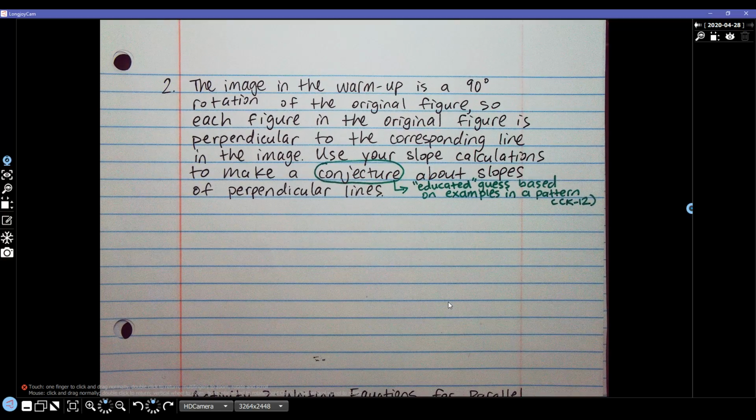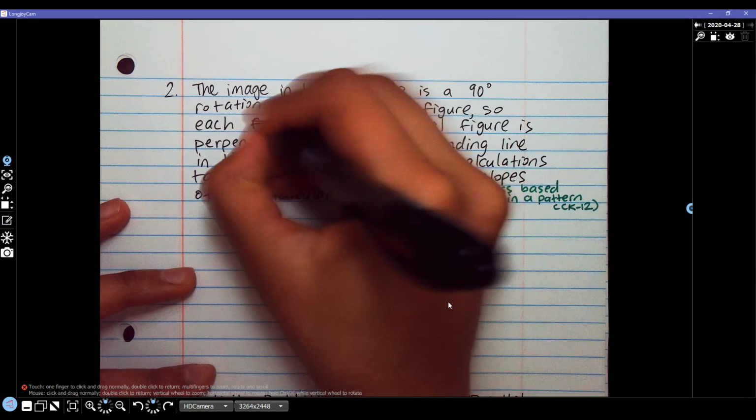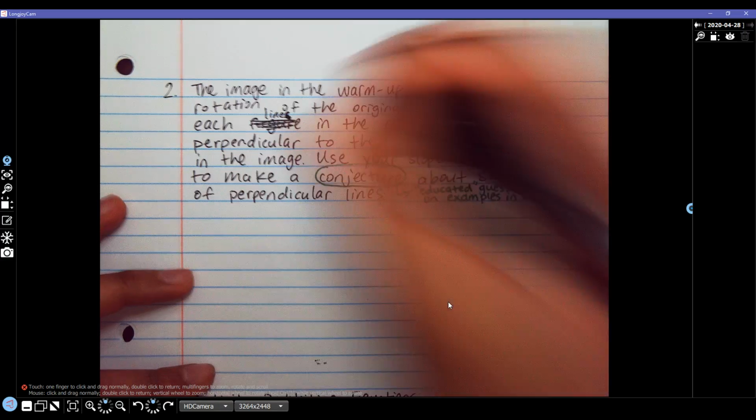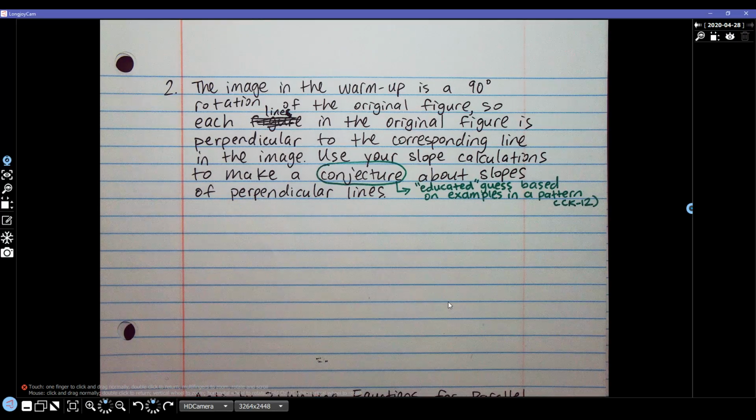This is question 2 in Activity 2, make a conjecture. The image in the warm-up is a 90-degree rotation of the original figure, so each line in the original figure is perpendicular to the corresponding line in the image. Use your slope calculations to make a conjecture about slopes of perpendicular lines. And I actually need to correct this to say lines.